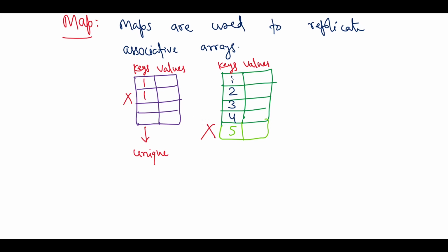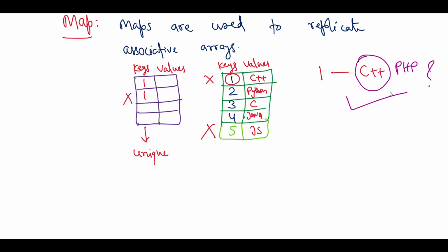But if you want to change the key, you will not be able to do so. Suppose these have some values. Suppose 1 has value C++, 2 has Python, 3 has C, 4 has Java, and 5 has JavaScript. It means 1 has the associated value C++. So what if you want to change C++ to some other language, maybe PHP? Will that be possible? And the answer is yes, it is possible. But if you want to change this key, it is not possible, right?